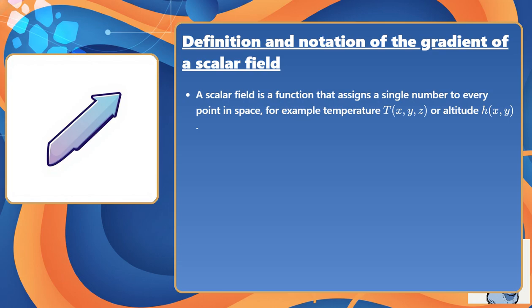A scalar field is a function that assigns a single number to every point in space. For example, temperature T of x, y, z, or altitude h of x, y.